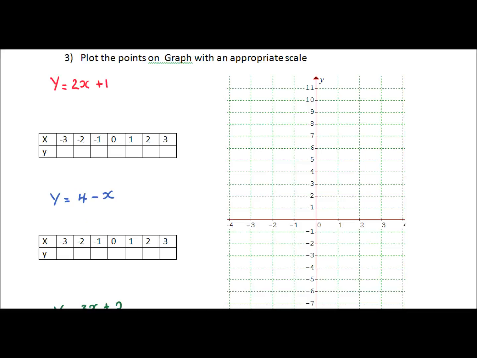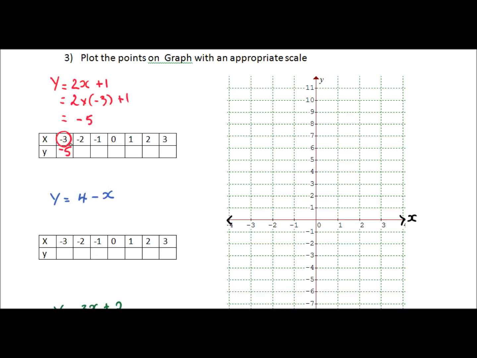Alright, let's look at plotting some points on the graph. Obviously I've already drawn a graph here and I've chosen an appropriate scale. What I do need to do is complete it a little bit. Make sure I have arrows on my x-axis, and make sure it's labelled as x. Alright, let's have a look at the rule y equals 2x plus 1. What we need to do now is take the x value, -3, and substitute it into the rule. So y equals 2 times -3 plus 1. Well, 2 lots of -3 is -6, plus 1 is -5.